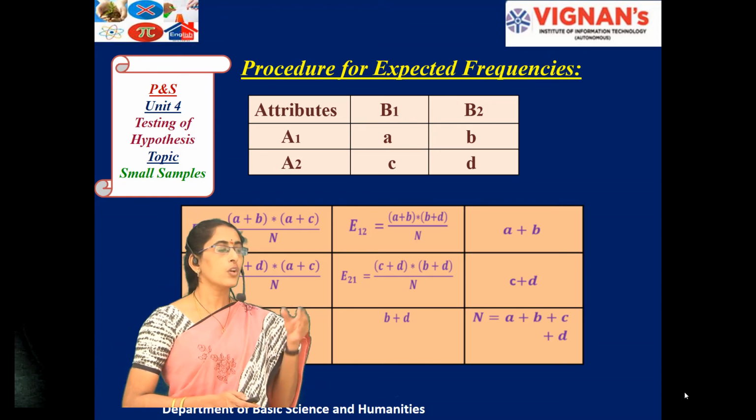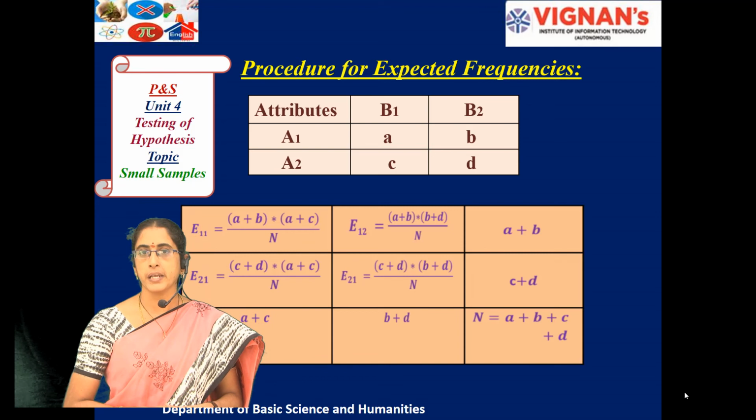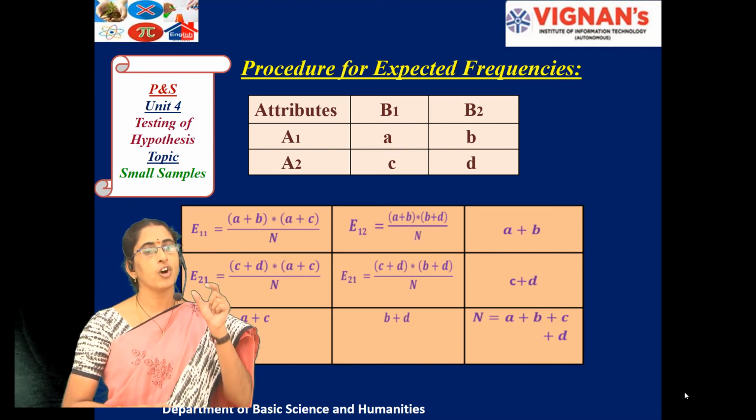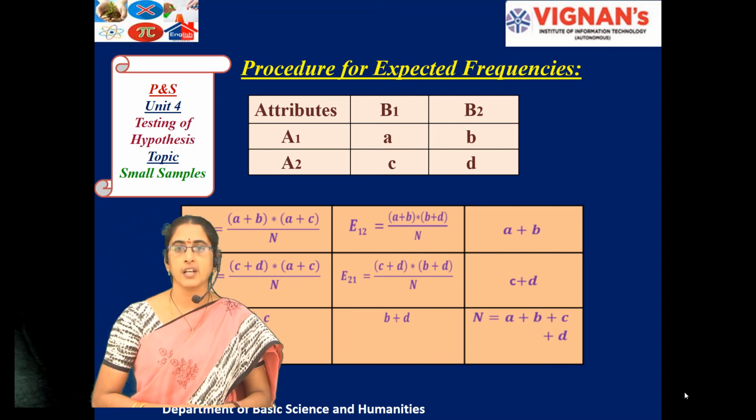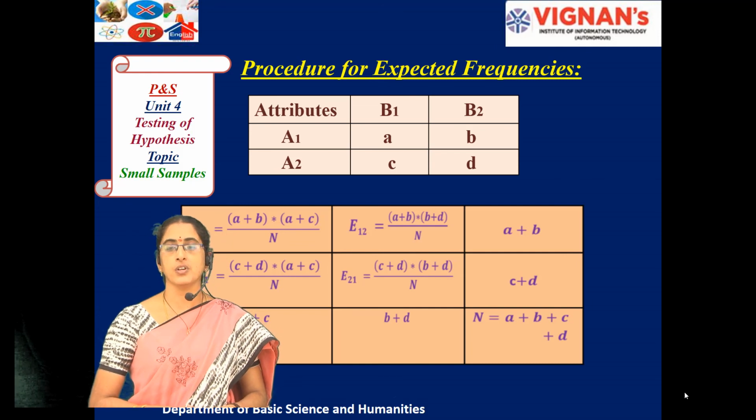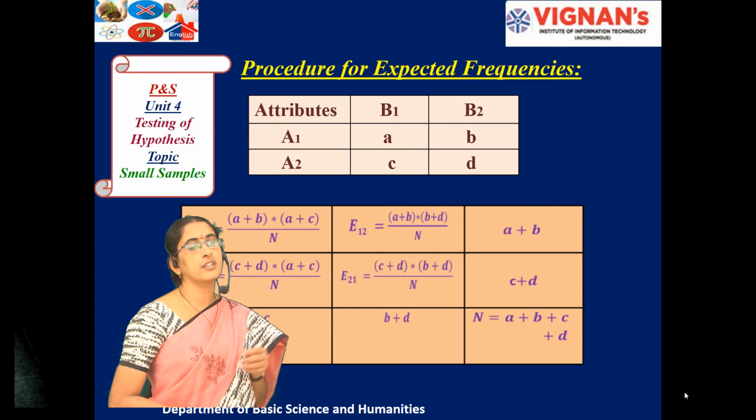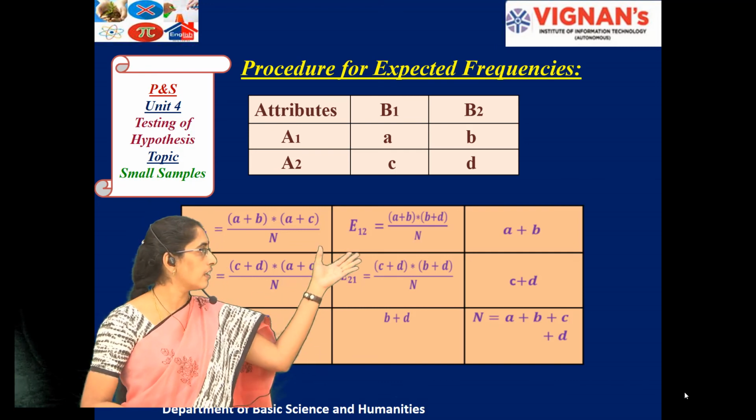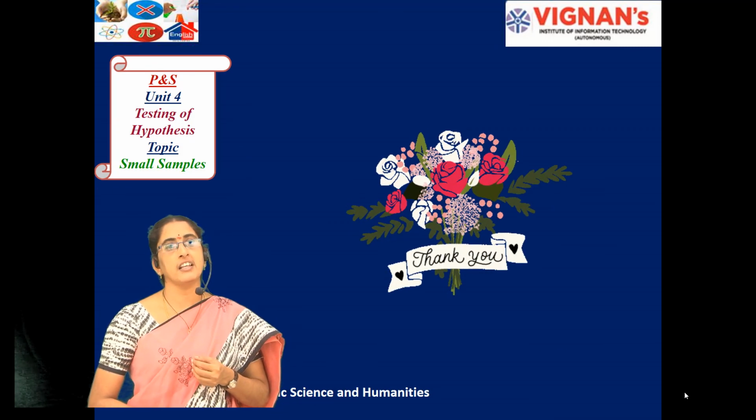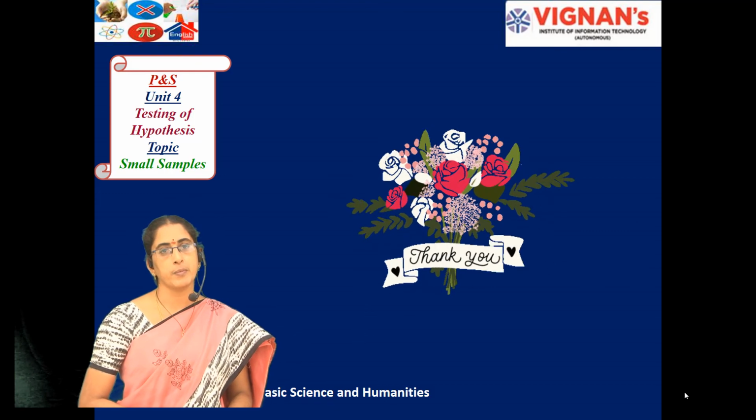In all these three tests, we have to observe one thing: the calculated value cannot be negative. It is always positive, because the test statistic has the formula of observed minus expected whole square. So the chi-square value is always positive; there is no question of a negative calculated value. So this is about the chi-square test for goodness of fit, expected frequencies, independence of attributes, and equal and unequal frequencies. Now let us see the problems on chi-square test for independence of attributes.